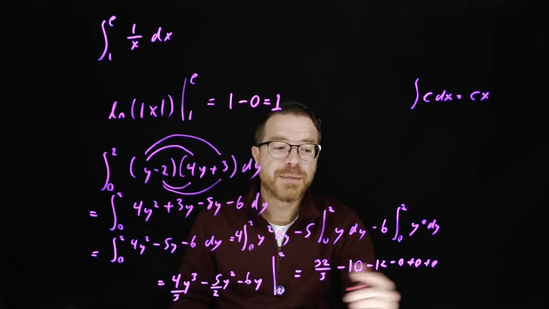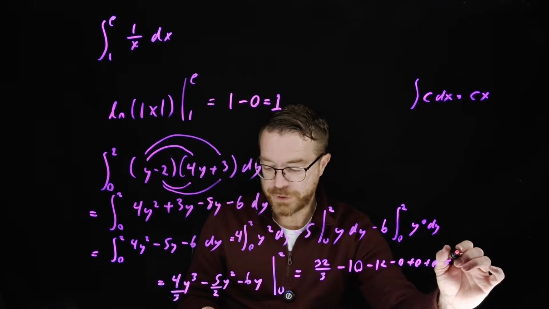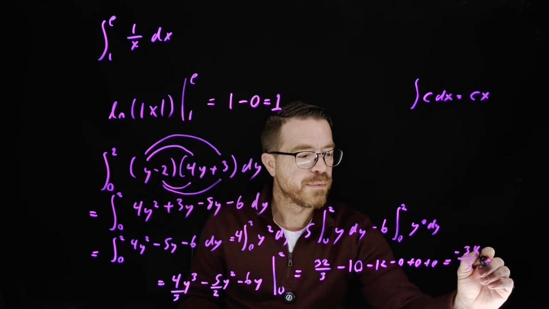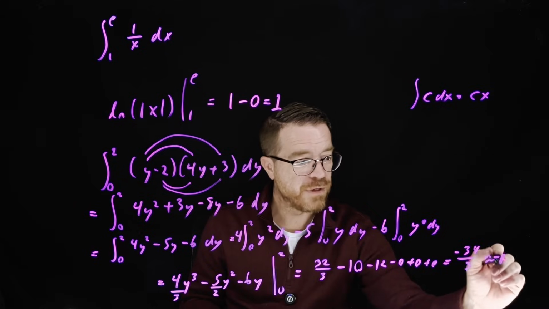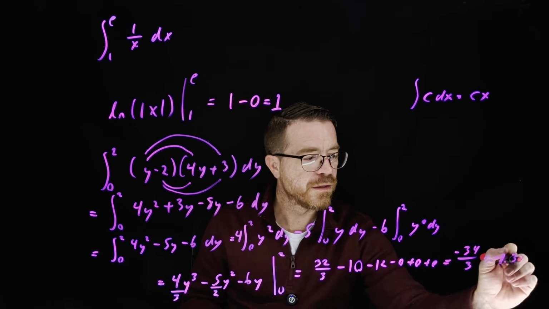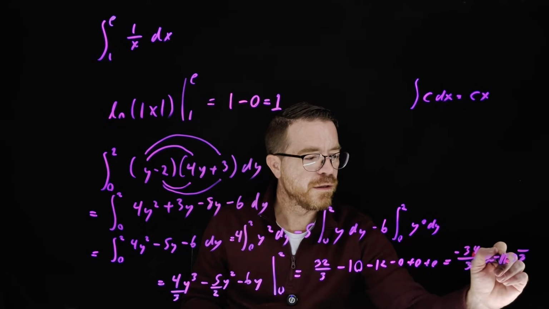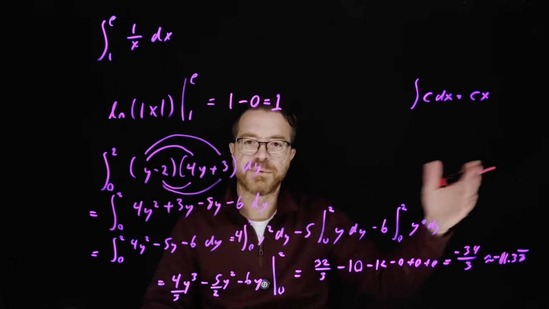So adding all this up together, I'm going to get that this is equal to negative 34 over 3, which is going to be approximately equal to negative 11.33, just repeating. So this will be minus 11.33333, on and on and on.